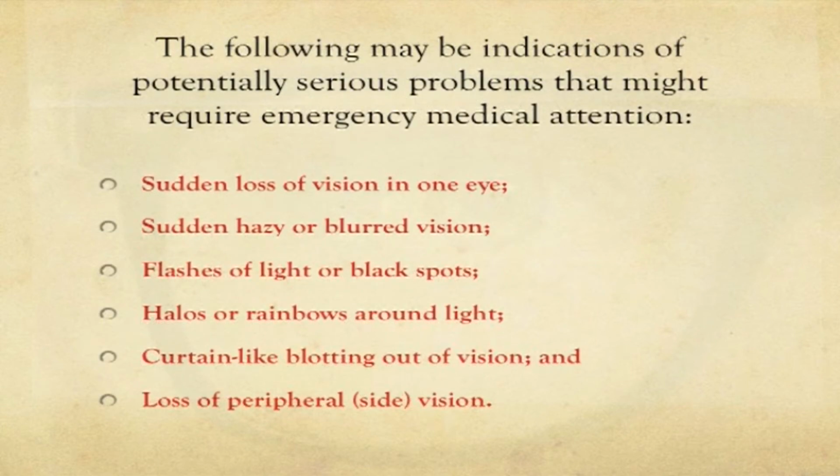The indications of potentially serious problems that might require emergency medical attention are sudden loss of vision in one eye, sudden hazy or blurred vision, flashes of light or black spots, halos or rainbows around light, curtain-like blotting out of vision, and loss of peripheral vision. If any signs of potential eye problems are noticed, an eye doctor should be consulted for a complete eye examination.